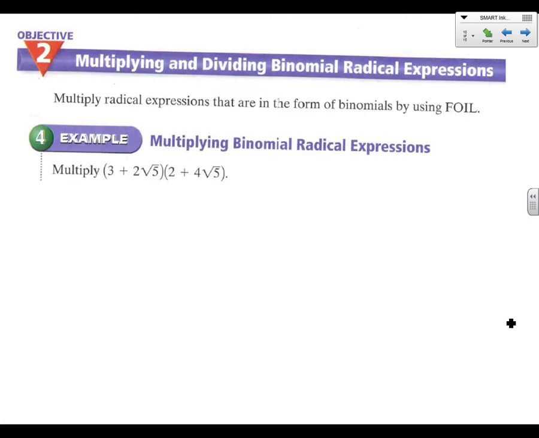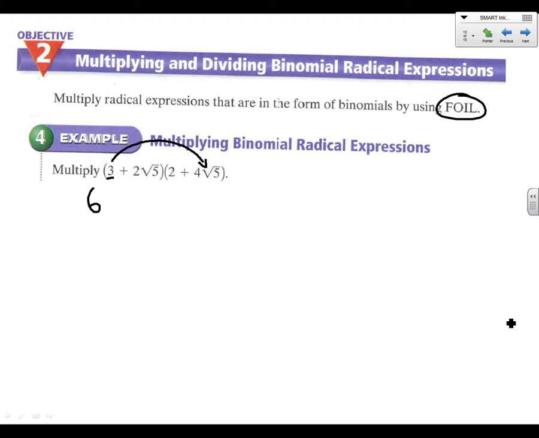Okay, second objective. We've added and subtracted. Now let's multiply. All right, and so same rules as our skills check. If we multiply, we're going to multiply by foiling. So let's see what we get. First is easy. 3 times 2 is 6. Outside, 3 times 4 root 5.